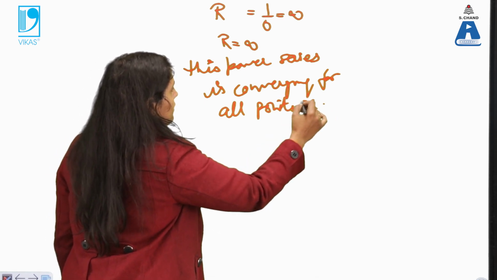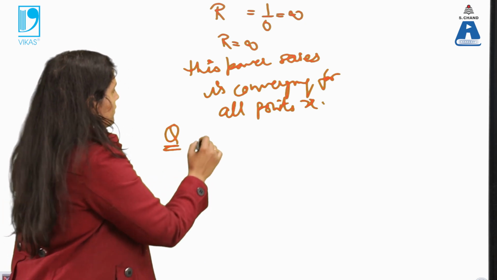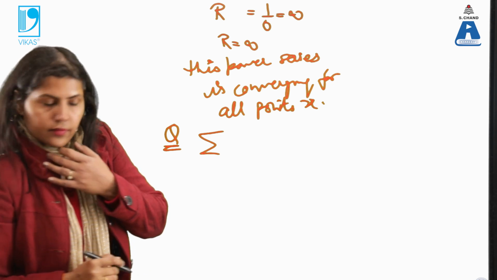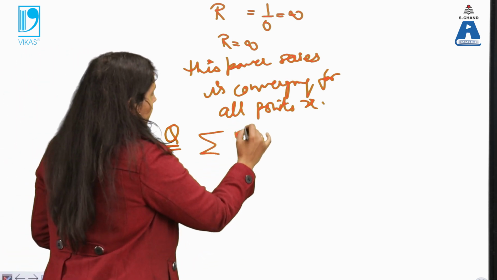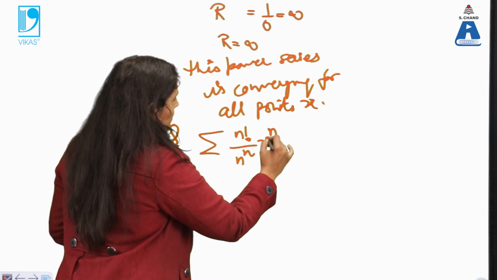Points x. Now, another example, and that is summation n factorial n to the power n and x^n.